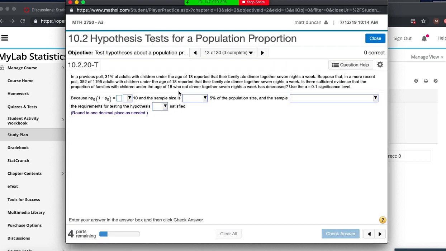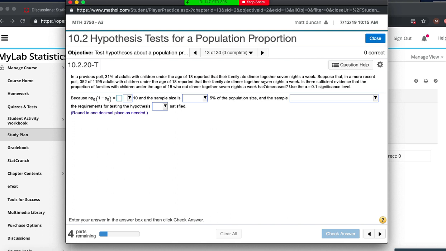So for example, if we look at this one, think about the question that we're asking the people in the poll. In a previous poll, 31% of adults with children under the age of 18 reported that their family ate dinner 7 nights a week. So even though there's a number there of 7, the question is actually being asked, do you eat dinner with the family 7 nights a week? And the responses to those questions have to be yeses and nos, right? The people responding could not respond with a number, right?